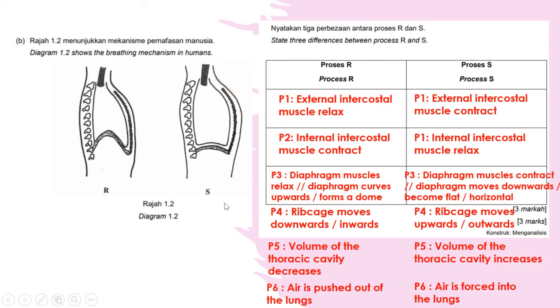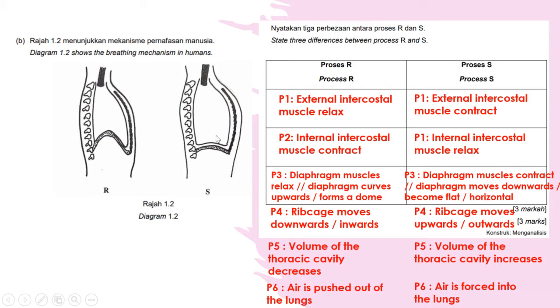Okay, what about this one? So S refers to the inhalation process. Why inhalation? Because we can see here the diaphragm contracts. Contract means that it becomes shortened. And then what happened to the ribs? The rib cage moves upwards and also outwards. All right, that is what we can clearly observe here from diagram 1.2.